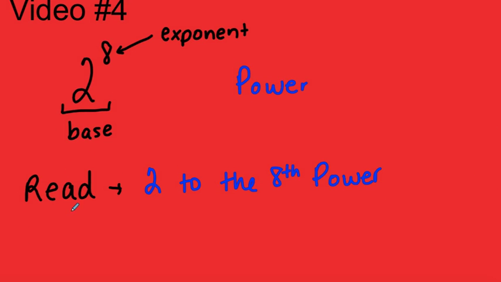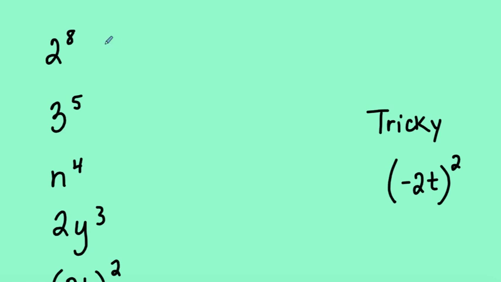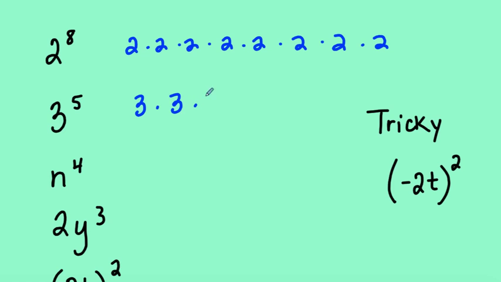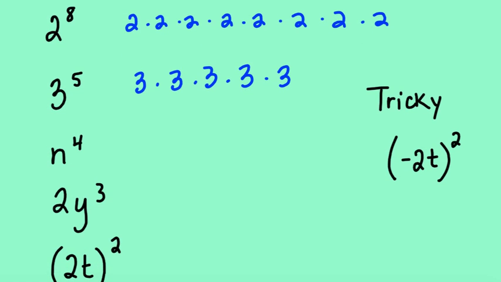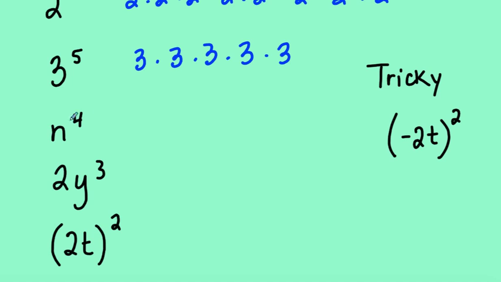Okay? And it means 2 times 2 times 2 times 2 times 2 times 2 times 2 times 2. So it means 2 multiplied 8 times. 3 to the 5 power means 3 times 3 times 3 times 3 times 3. So 3 multiplied by itself 5 times. It does not mean 3 times 5. N to the 4 power means n times n times n times n. So it's n multiplied 4 times.